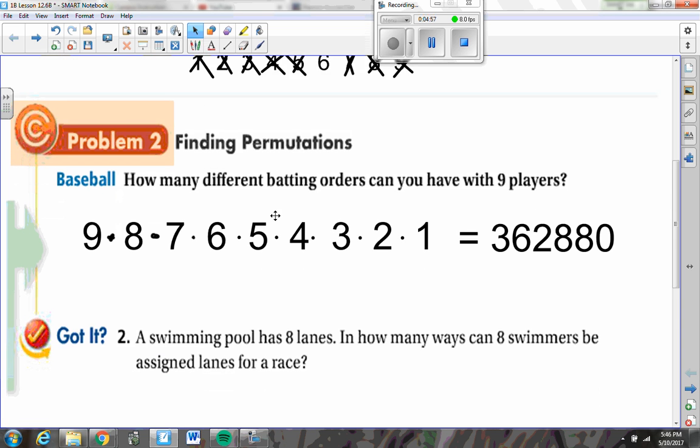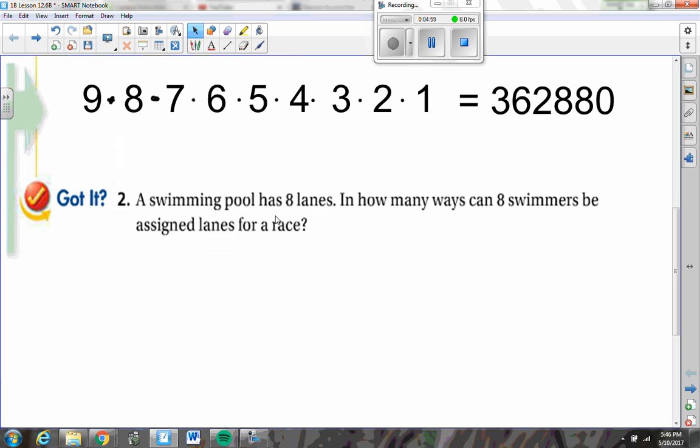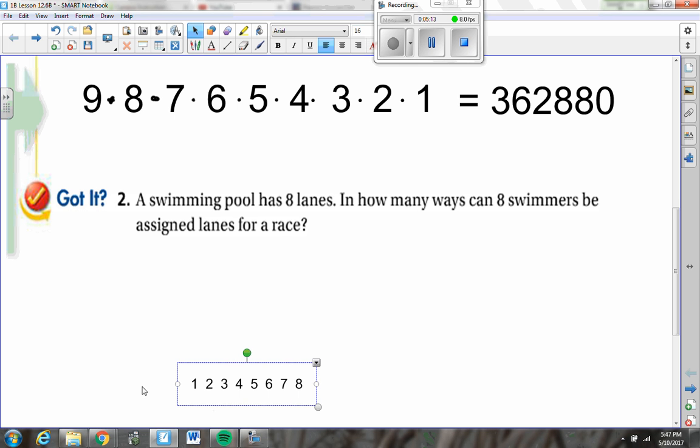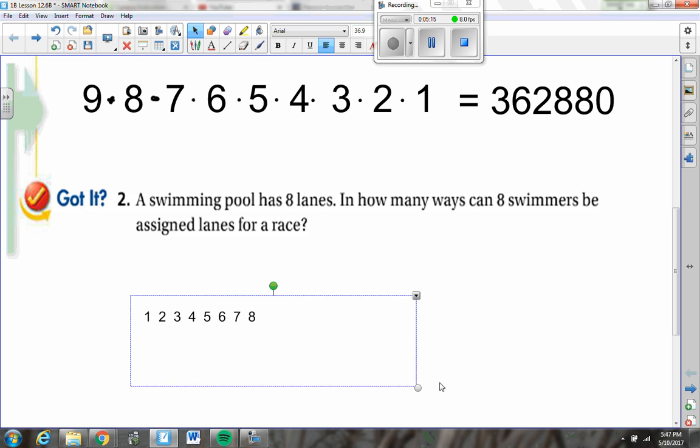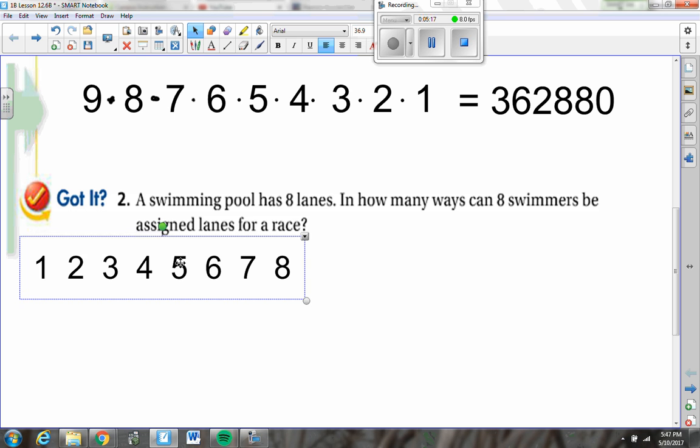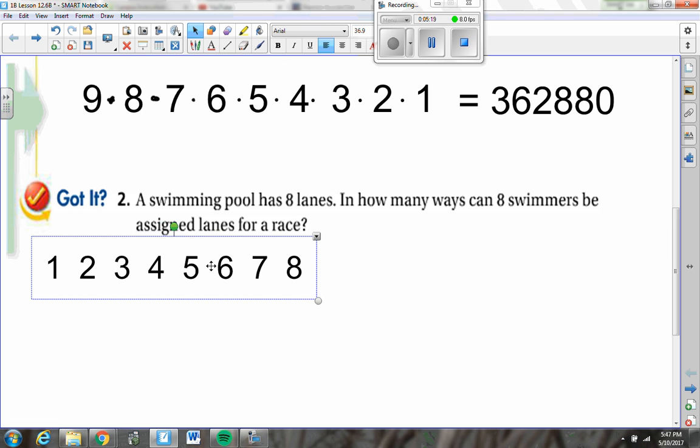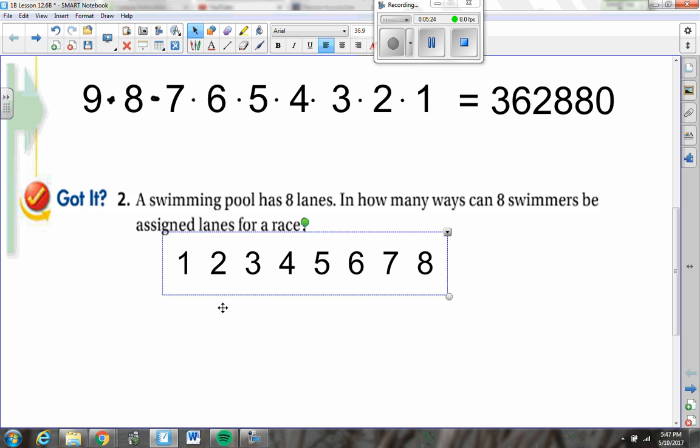All right. So here's one for you to try. If you have a swimming pool that has 8 lanes, how many ways can 8 swimmers be assigned to the lanes for that race? So remember, you got swimmer 1, swimmer 2, swimmer 3, swimmer 4, swimmer 5, swimmer 6, swimmer 7, swimmer 8, and you have to arrange them in whatever order you want. Okay? So pause the video for a moment, take a look at that problem, and then come back and I'll show you what we should have.